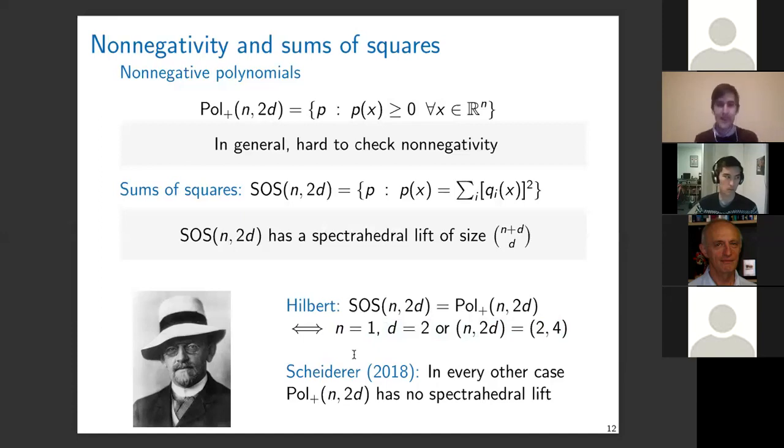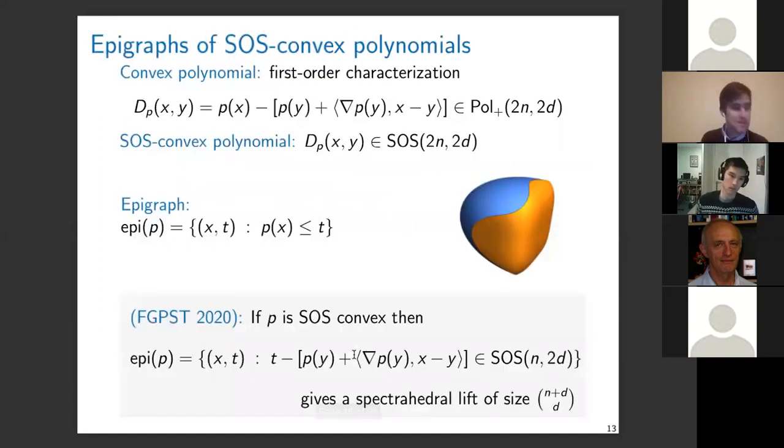Okay. So building on this, and this is partly because some people in this community have spent some time thinking about these SOS convex polynomials, I wanted to give this other example of a spectrahedral lift that I find quite interesting. So firstly, what are SOS convex polynomials? And then what is this lift that I want to tell you about?